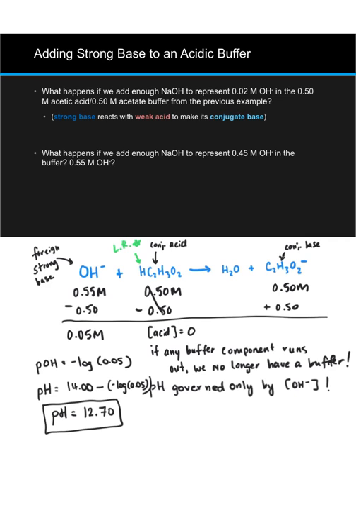We no longer have a buffer because we no longer have one of the components that defined a buffer in the first place. A buffer is always formed by the presence of a conjugate acid-base pair together in solution simultaneously. If the concentration of either component ever reaches 0, then we no longer have a buffer. And the major species in solution at this point in this example was just hydroxide ion governing pH.